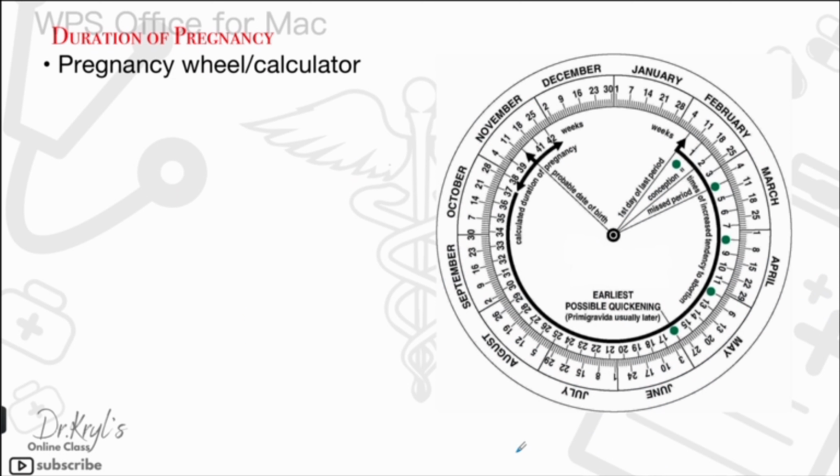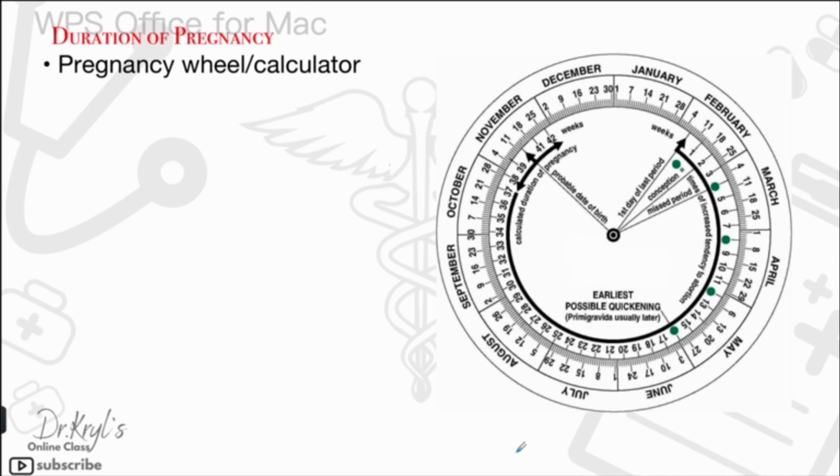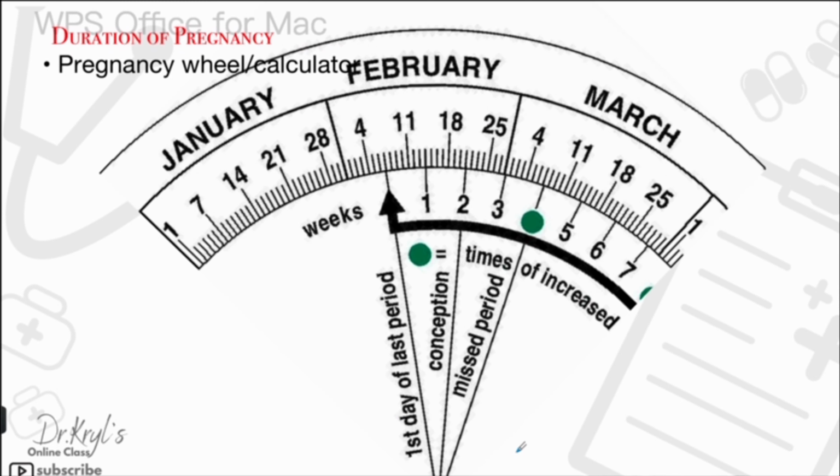Okay? So, pregnancy wheel calculator. This tool may be used to determine the EDD based on the first day of the LMP. The estimated due date is the date that spontaneous onset of labor is expected to occur. The due date may be estimated by adding 280 days to the first day of the last menstrual period. Okay? So, example here.